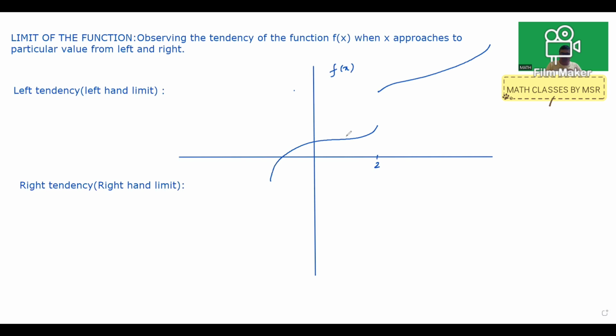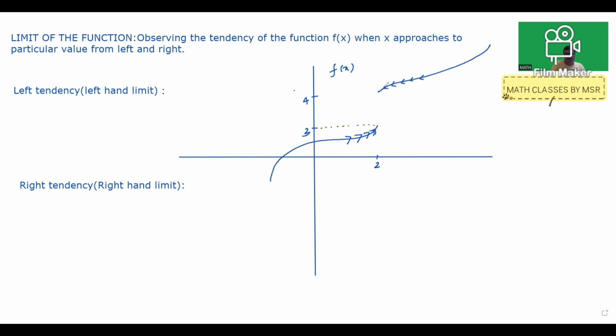Now if you see, it's a left tendency as the value of x approaches, suppose this is 2, some 3, this is some 4. So now you see the value of x is approaching 2 from the left. The function value is approaching 3, right? The value of the function is approaching 3. It tends to 3. Whereas the value is approaching from the right.